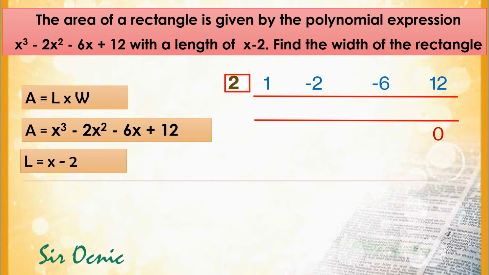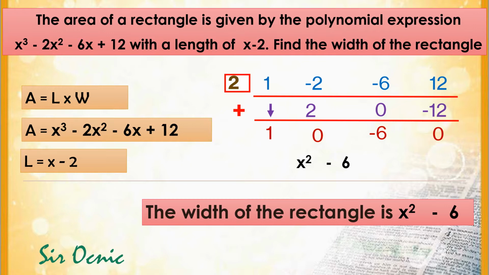Using synthetic division, we bring down 1, times 2 is 2, plus negative 2 is 0, times 2 is 0, plus negative 6 is negative 6, times 2 is negative 12, plus 12 equals 0. Rewriting the remaining numerical coefficients as a polynomial, we will then have x squared minus 6. Therefore, the width of the rectangle is equal to x squared minus 6.